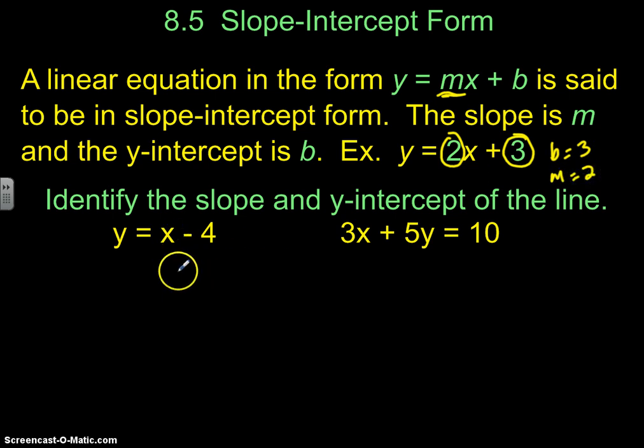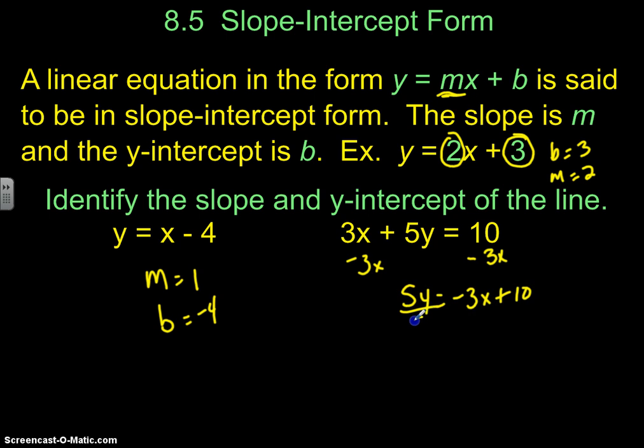Okay, so identify the slope and y-intercept of the line. Well, slope is the coefficient of x, and in this case that is 1. The y-intercept is b, which is -4. Here, you have to solve for y, so I'm going to subtract 3x. Again, move x, divide by the number in front of y, every time. So -3x plus 10, divide by 5, divide by 5, divide by 5. I get y is equal to -3/5 x plus 2. Here's the slope: m is equal to -3/5, and b, which is the y-intercept, is equal to 2.